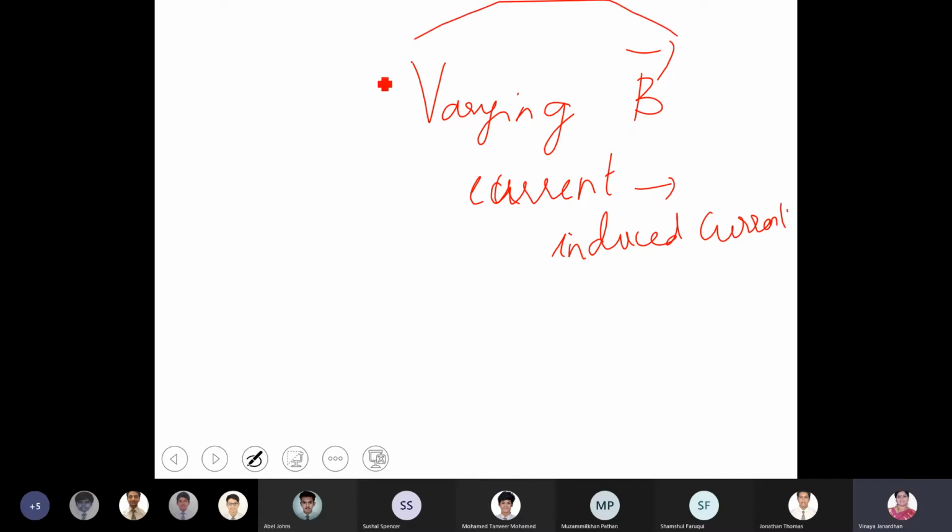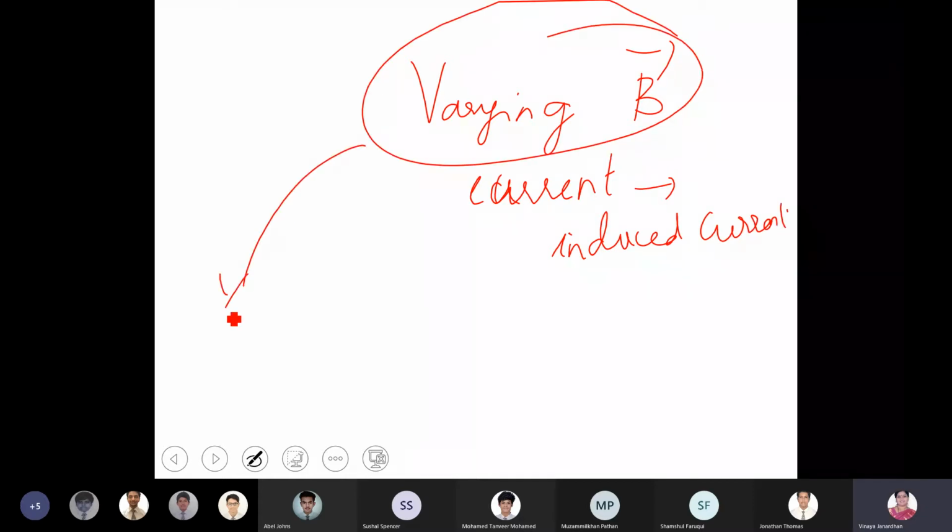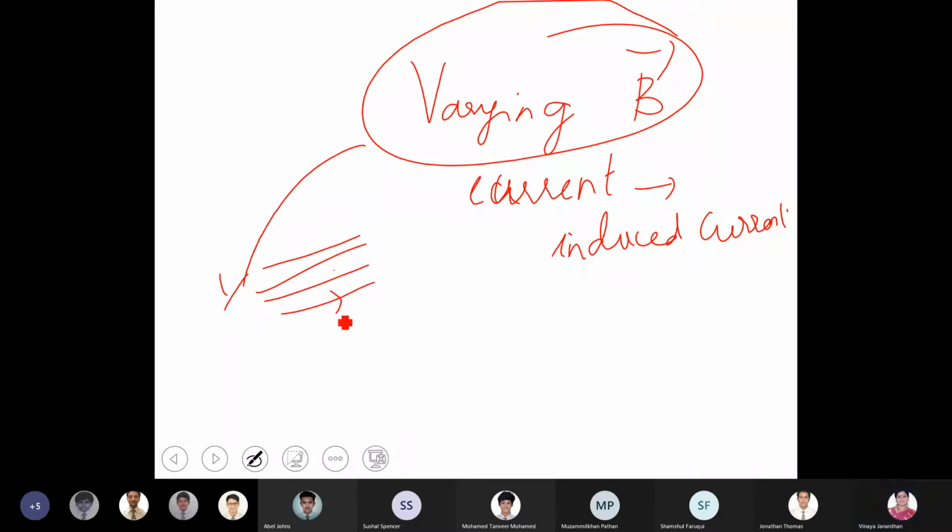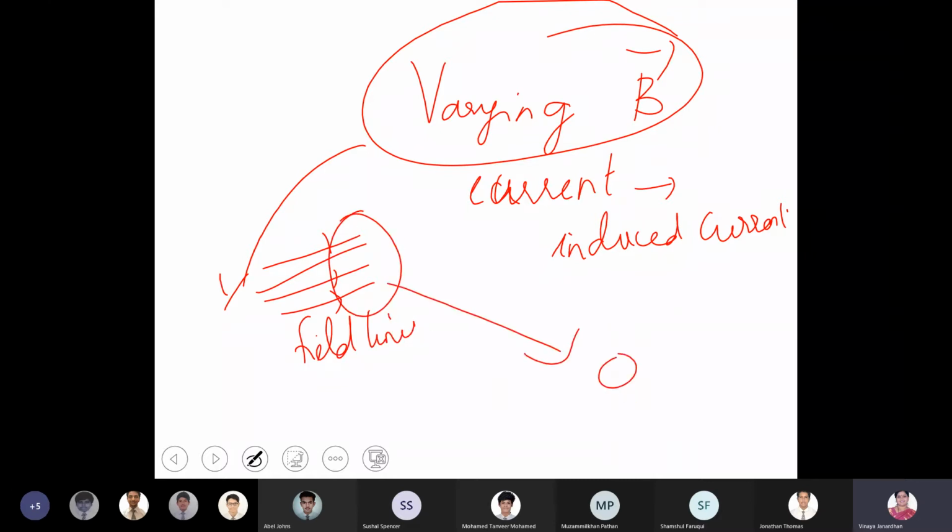So how can I vary a magnetic field? A magnetic field is represented by magnetic field lines. The number of field lines passing through a given area, we call it magnetic flux. So when the field lines keep changing, the magnetic flux will change, and hence the magnetic field also changes. If you want to increase the strength of the magnetic field, then naturally the number of field lines will increase. When the number of field lines increases, the flux changes, and EMF is induced, and hence induced current flows. We will see in detail what is happening.